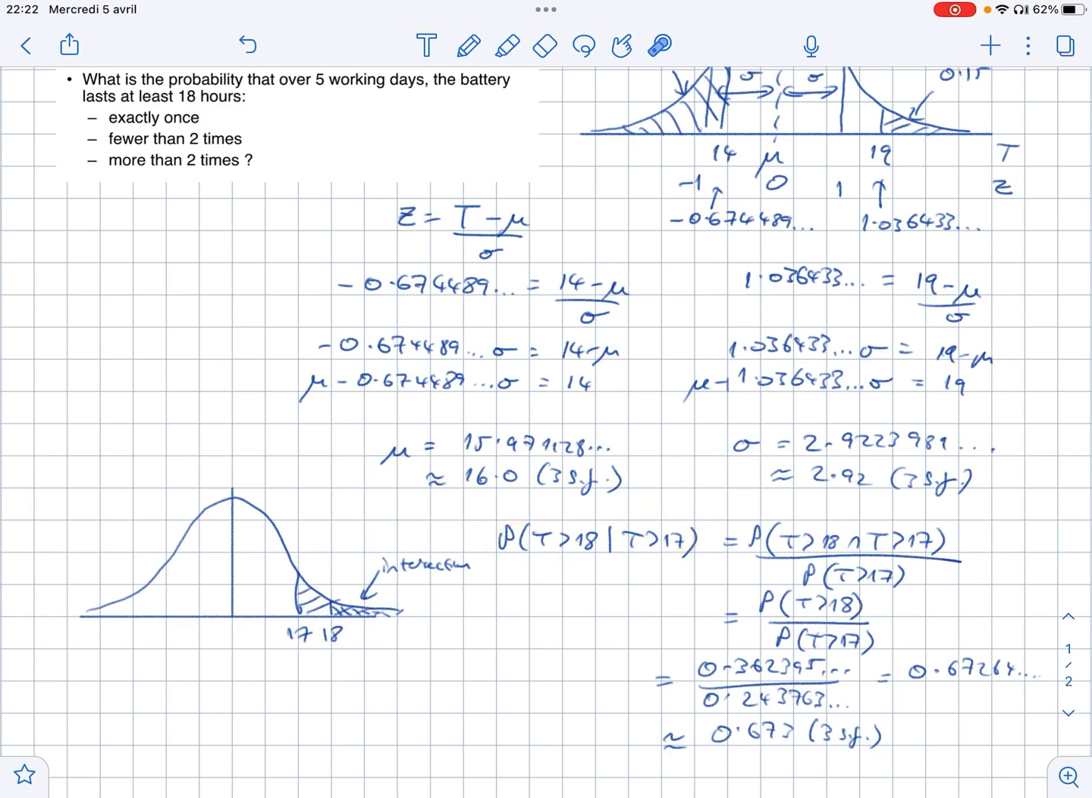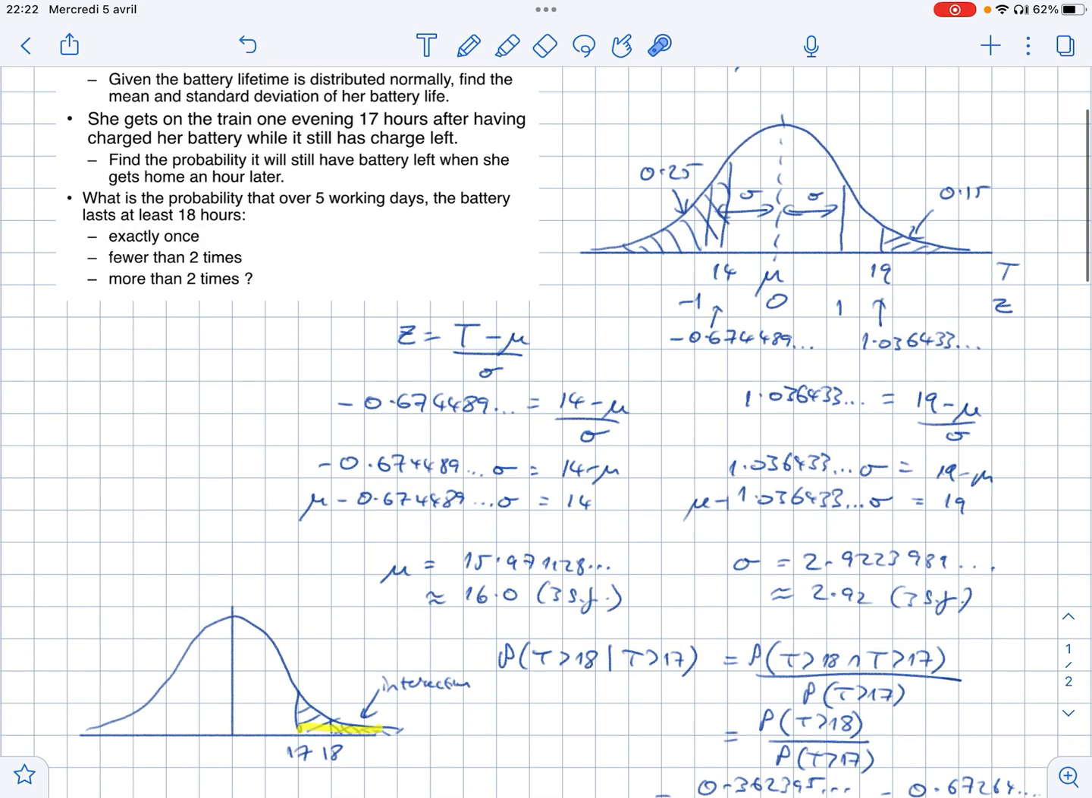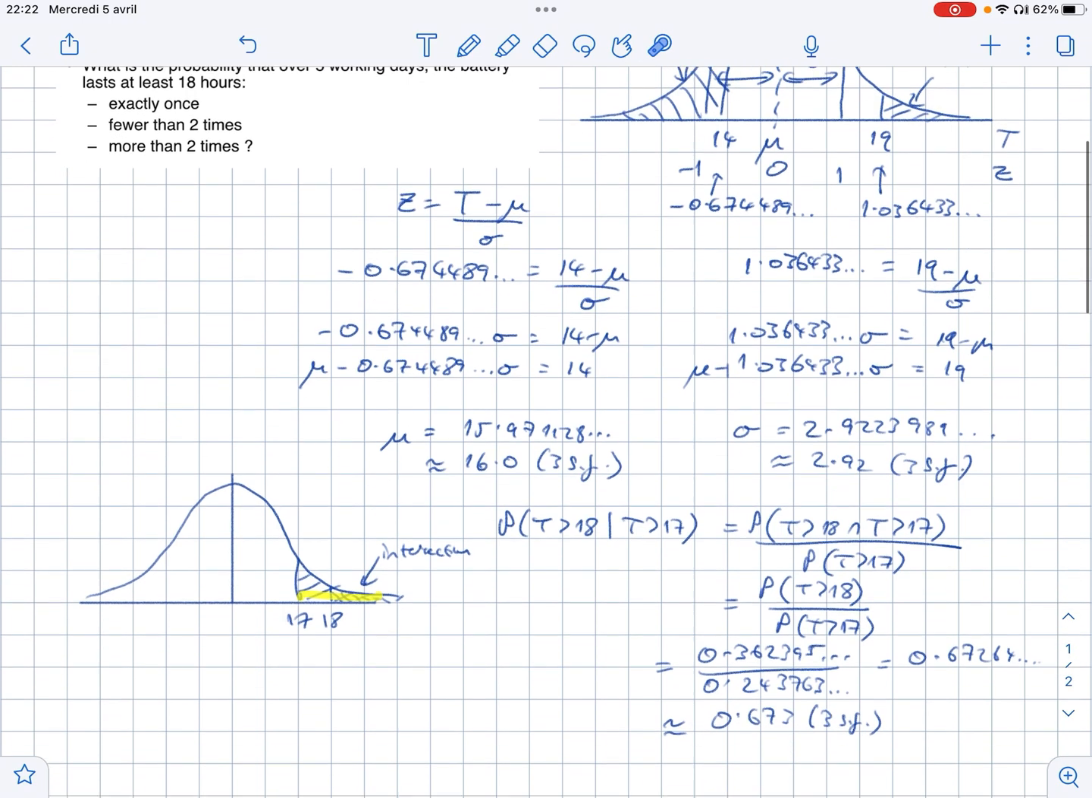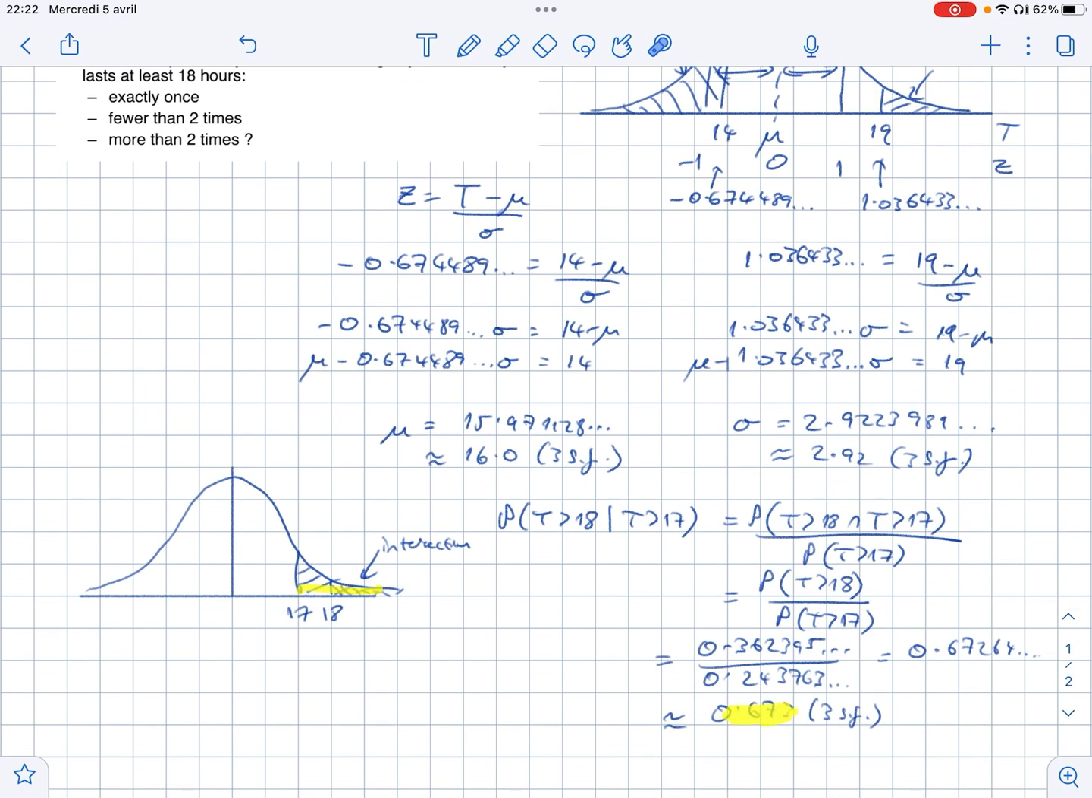If a phone has lasted at least 17 hours, which is what it says, so it's still working after 17 hours, the probability it lasts 18 hours is over 2/3. So if she doesn't have battery left after 17 hours, well, it's not going to last 18. We don't care about that. We don't care about anything down here. That's excluded from our calculation. Watch for those given ones.